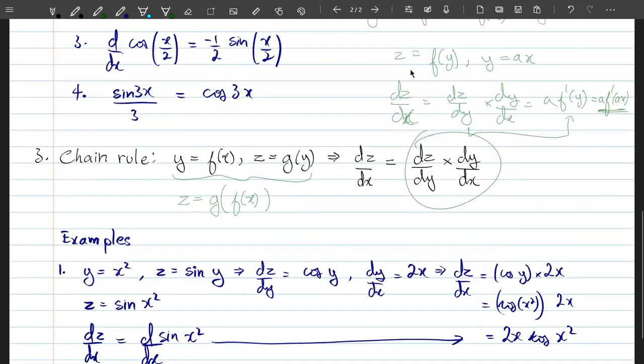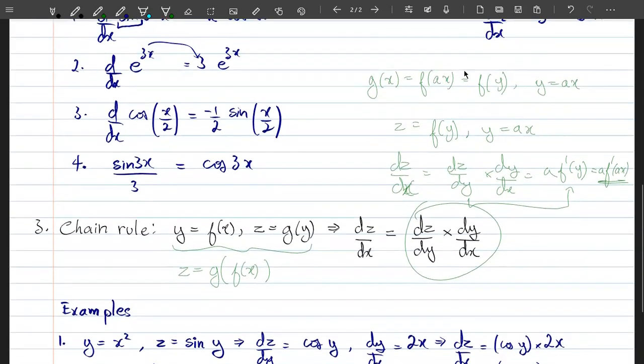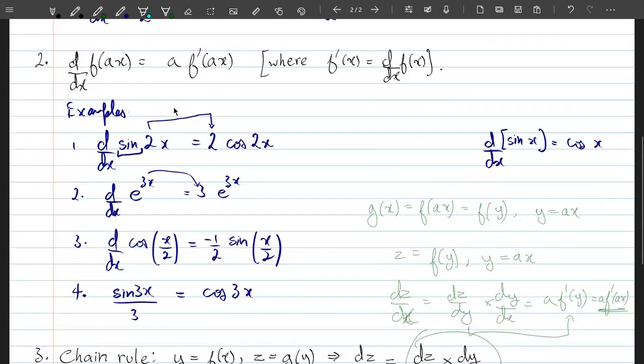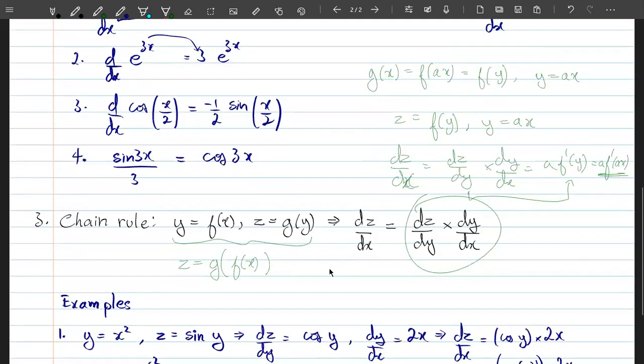We have actually the function we are differentiating is f of ax. We have rewritten it as f of y, where y is ax. But in the final answer, that y should not be there. It's something intermediate that we introduced to simplify the approach to the problem. So in the final answer, it should be only x. We have a f dash of ax. So this is clearly a special case of the chain rule.